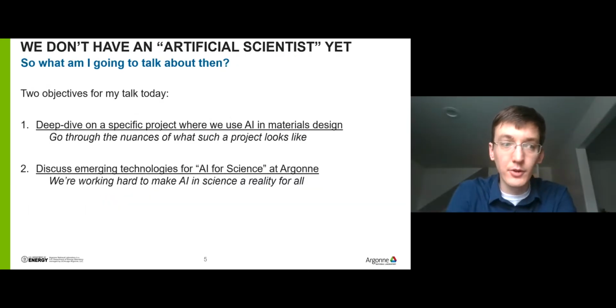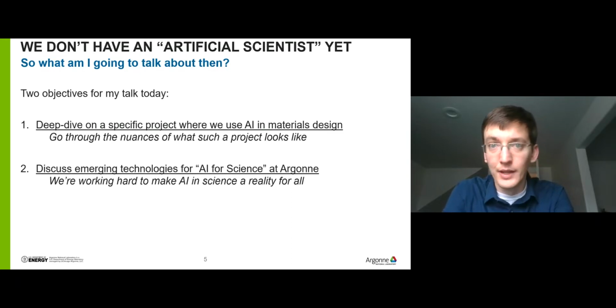And in particular, I'm going to focus on two particular areas. The first of which is going to be a deep dive into one particular project that we have for using AI as the guiding tool in developing a particular kind of material. At that point, once I dig through all the nuances of building these kind of techniques, I'm going to take a step back and talk about the emerging technologies around Argonne that are going to make this kind of artificial intelligent scientist a reality, and particularly not just for a scientist at Argonne, but for the research community at large.